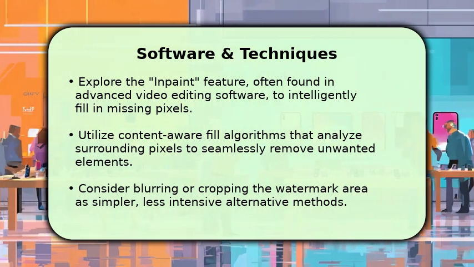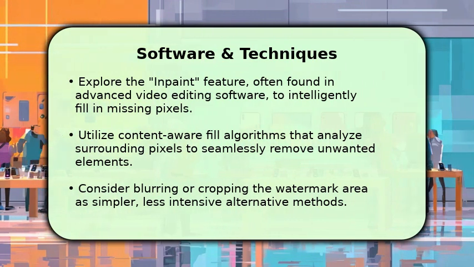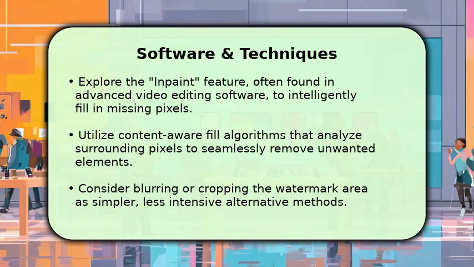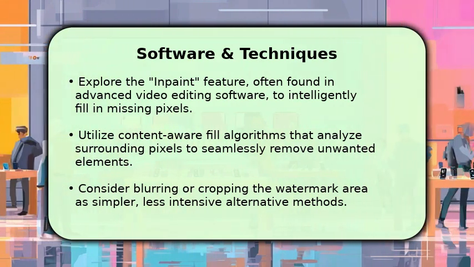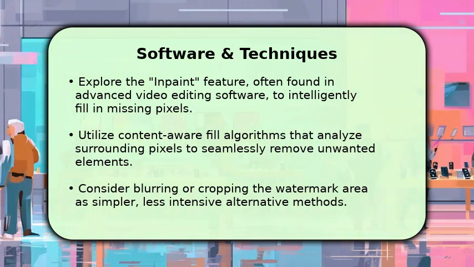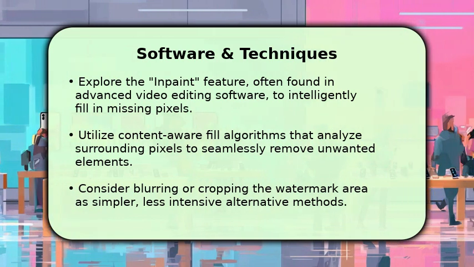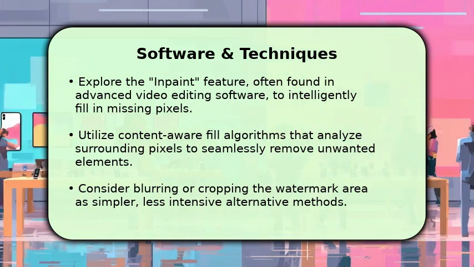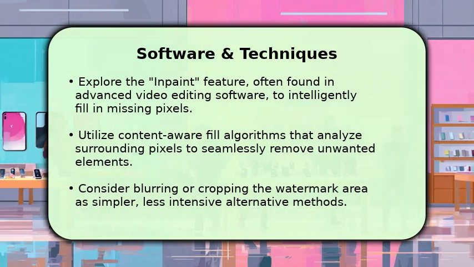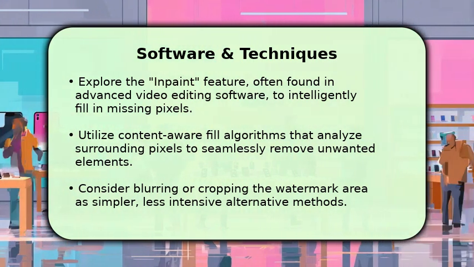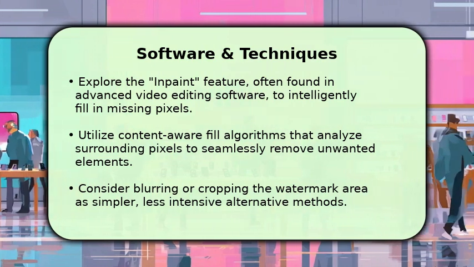The inpaint feature is excellent for small, static watermarks, intelligently reconstructing the background. For larger or more complex watermarks, content-aware fill can analyze surrounding frames to seamlessly blend the area. If precision isn't paramount, a simple blur or strategic crop can also effectively obscure or remove the watermark from view.